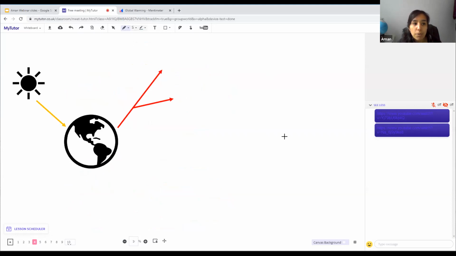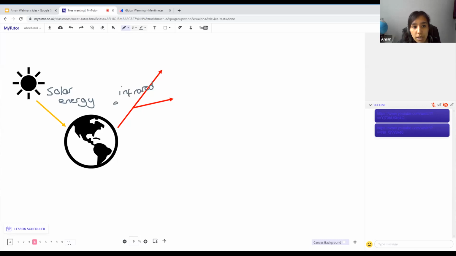So what usually happens is that sunlight from the sun comes to the earth. So remember that's solar energy. So solar energy comes from the sun to heat the earth up. And then the earth will absorb that energy and re-emit it as infrared. So these red lines are infrared, and that should go into space. So this infrared energy should go into space.